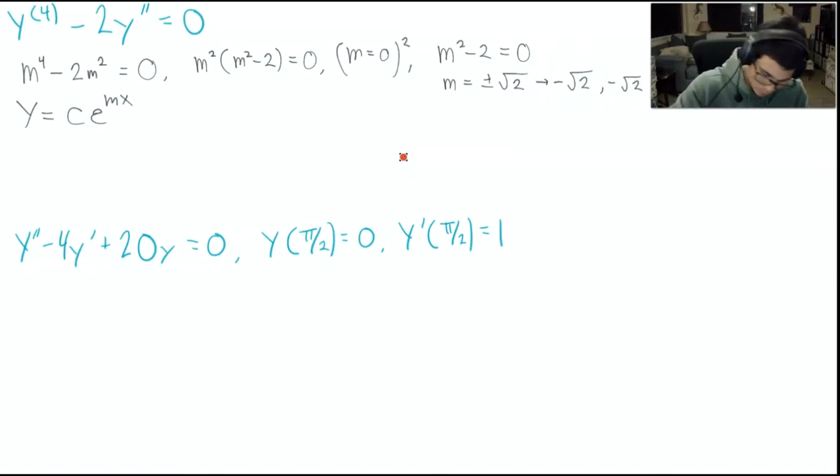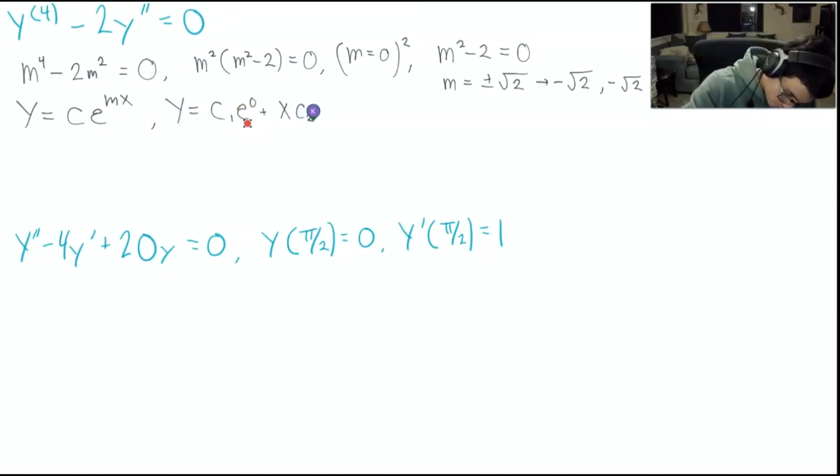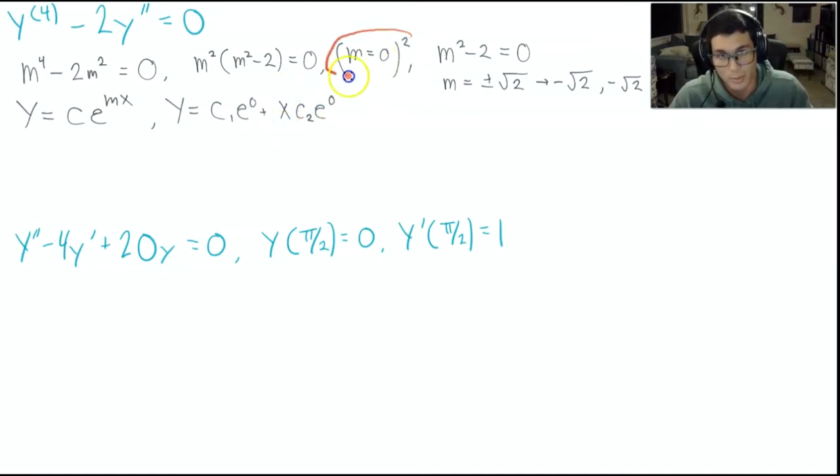Okay, so if we apply this form to this, we'll have 4 things that look like this. Precisely, y will equal c1 e to the 0 plus x c2 e to the 0. That's what I meant by you have to factor in that x, because we had a multiplicity. If there were a multiplicity of 3, if there were 3 m equals 0s, this would be x squared.